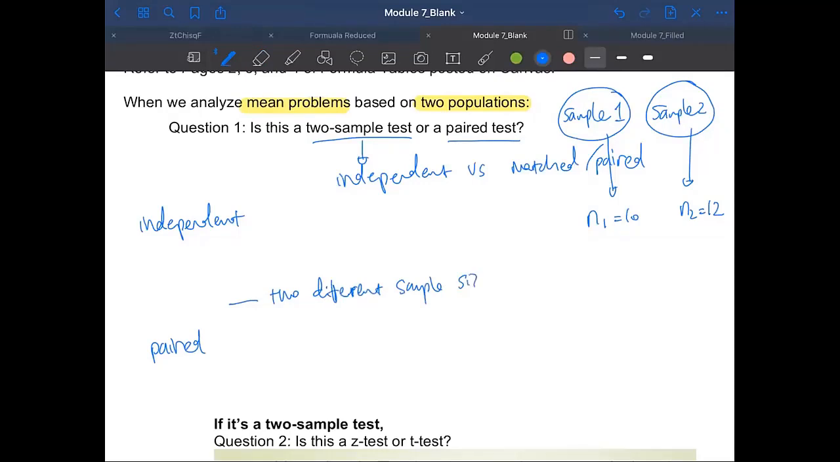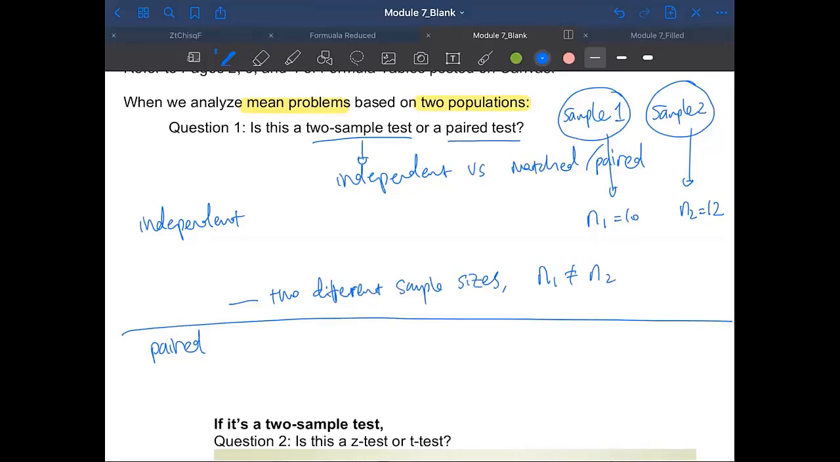Hold on a second, I'm gonna erase. N1 not equal to N2, right? So that's the one key, one very important observation. And is there anything else that you can say about the independent or maybe the paired sample? Anyone wants to give it a try? How do we tell?